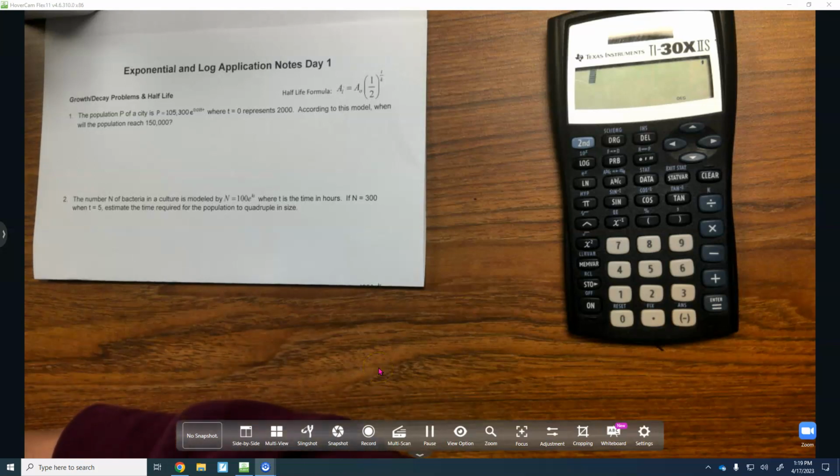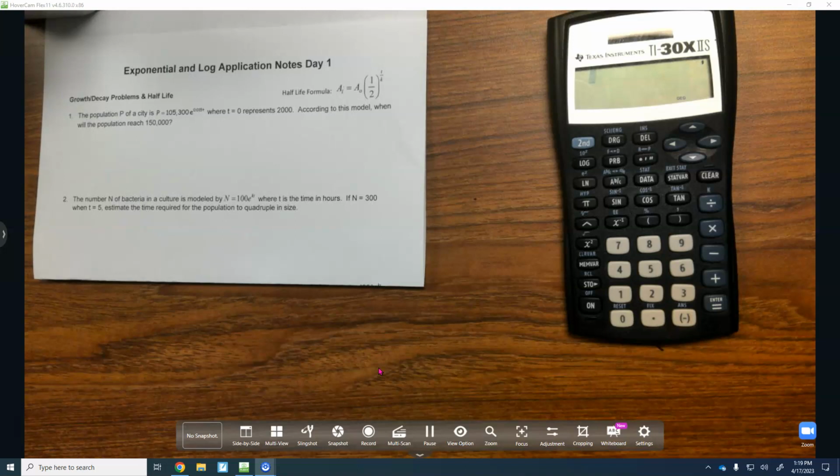This is going to wrap up our final lesson for Chapter 3. We're going to do some word problems with both exponential and log applications. And it is very important that you read the problems because the problems are pretty basic. It's going to tell you exactly what we're looking for.